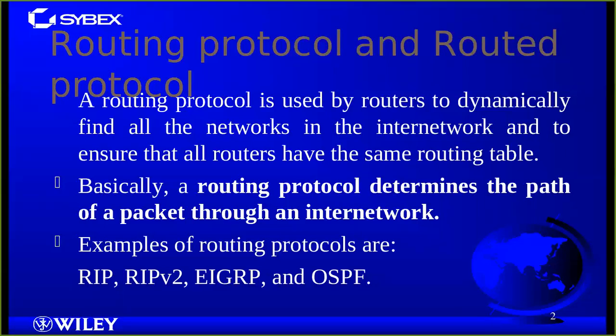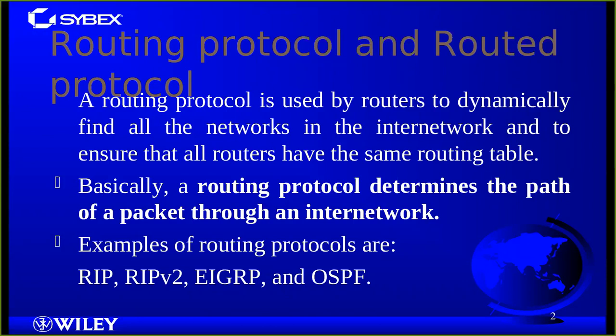Right, so in networks, there are routing protocols and routed protocols. A routing protocol is used to dynamically assign networks to routers. It's mostly used by routers to dynamically find all networks in the internet network and to make sure that the routers are sharing the same routing table, right? So a router can know about remote networks either by dynamic routing or by static routing. Basically, a routing protocol determines the path of a packet through the internet.